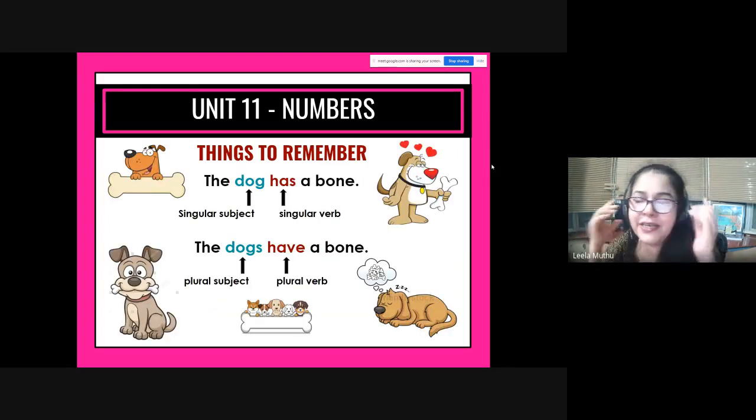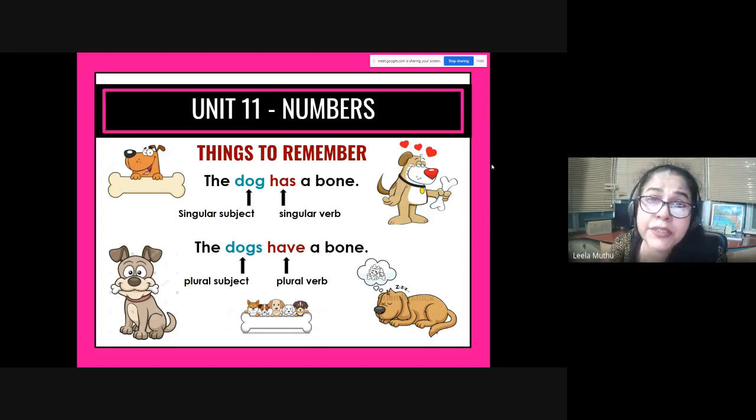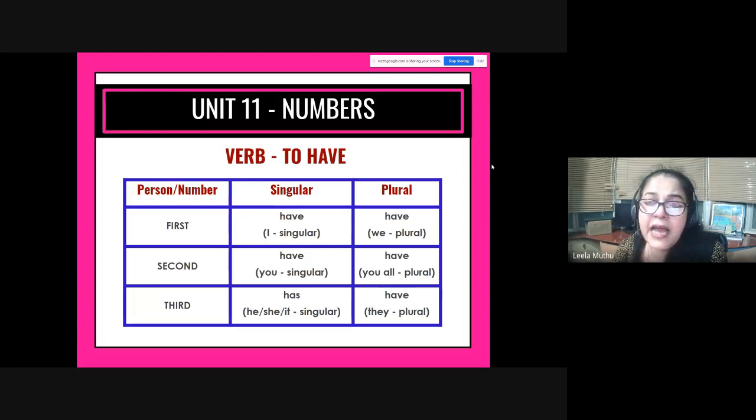Now with lots of pictures. Okay. And I'm sure you'll kind of like it. The dog has a bone. Singular subject, singular verb. The dog has a bone. But when you change it and make it the dogs, the predicate changes. The dogs have a bone. And all these dogs seem to love their bones, just like mine, Gypsy, Romy, and Cody love their bones. They love their bones. Okay, I cannot say they loves their bones. They love their bones. Now, to have. Okay, the verb to have is I have, you have, he, she, or it has, we have, you all have, and they have. Understood?